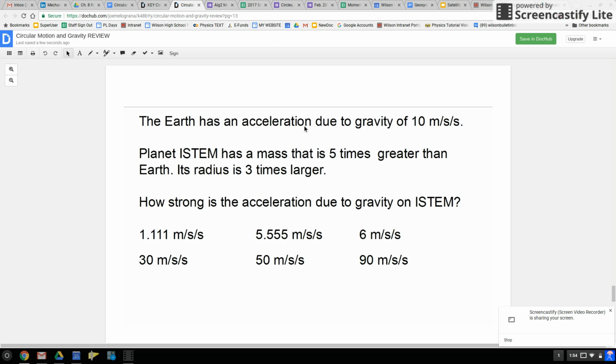Now we know the Earth has an acceleration due to gravity of about 10 meters per second squared. We have this fictional planet iStem. Its mass is 5 times greater than the Earth, and its radius is 3 times larger. How strong would the acceleration due to gravity be on this hypothetical planet?